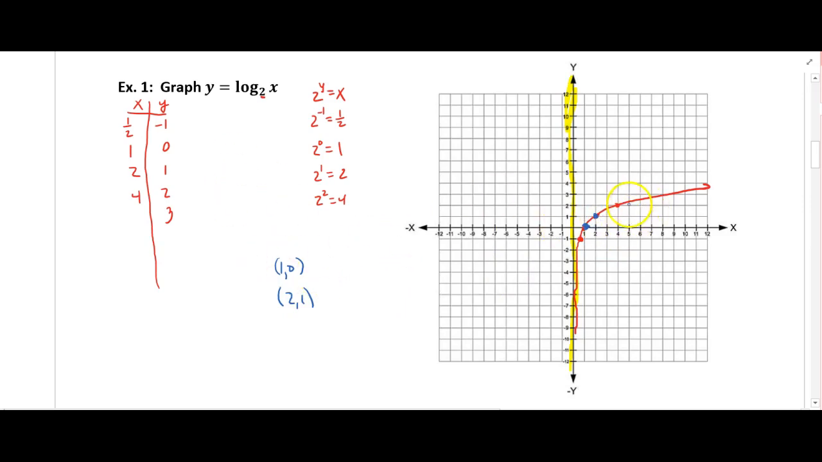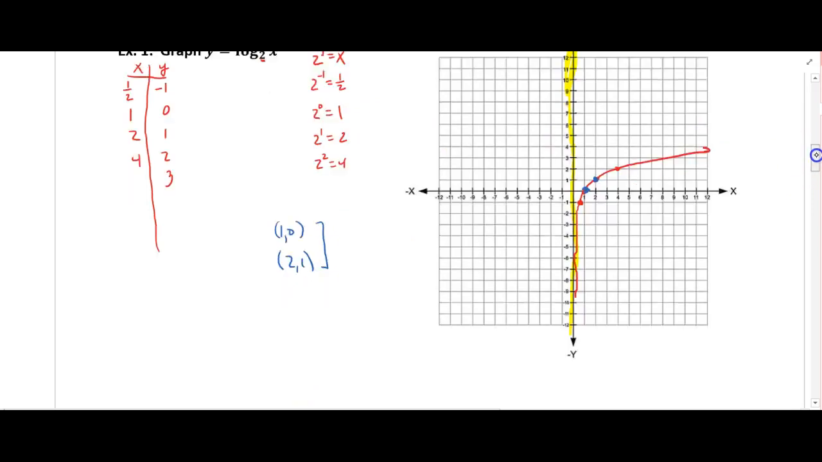And then you would find your third point. But that's another easy way to do it, is to know that these 2 points will always be a point on the graph.